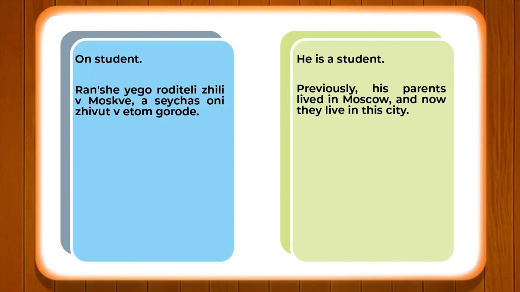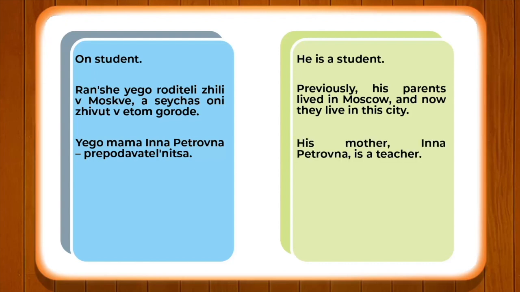Каком городе? Волгограде. Его мама Инна Петровна преподавательница. So whose mother is a college teacher, professor, mother of Ivan. So его мама Инна Петровна преподавательница. Она работает в институте. Где она работает?